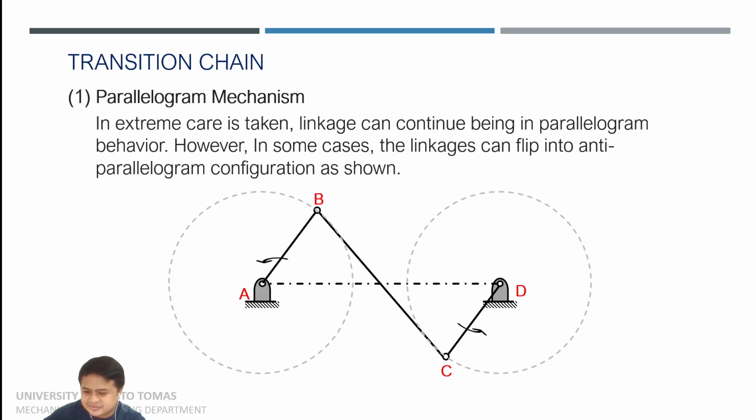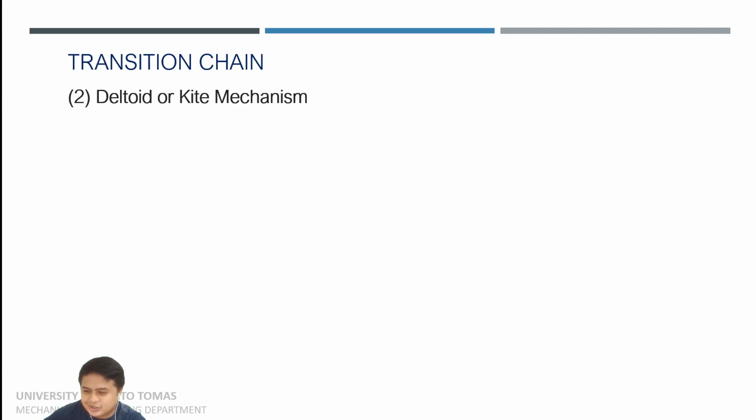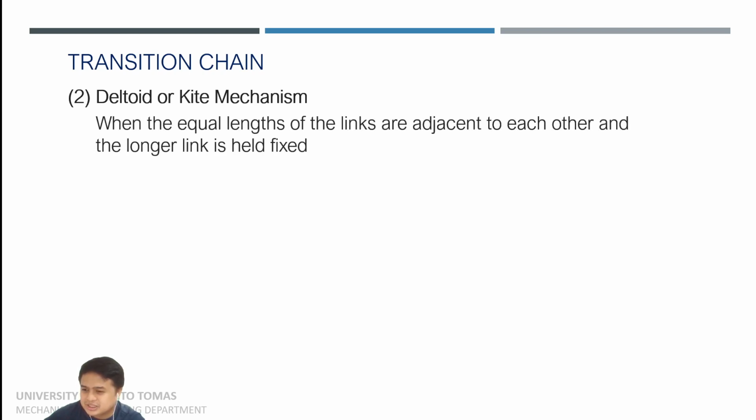So it's kind of in a transition between the Grashof and the non-Grashof, no? It can become somewhat of a rocker, no? For this example, I think the direction is far off here, no? But anyways, another inversion of the transition chain is the deltoid or kite mechanism.